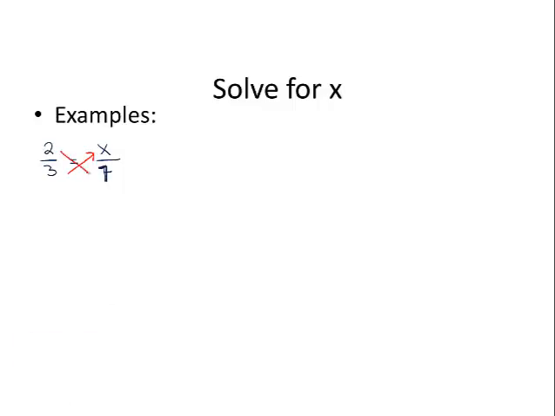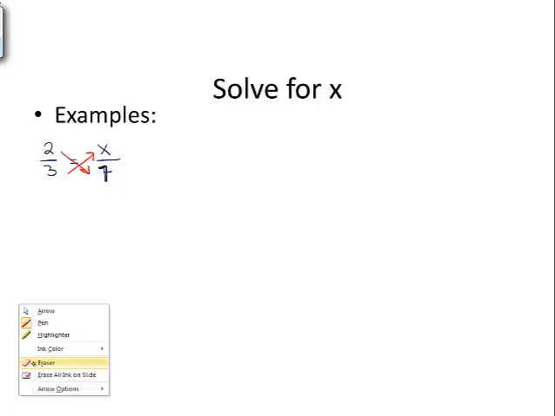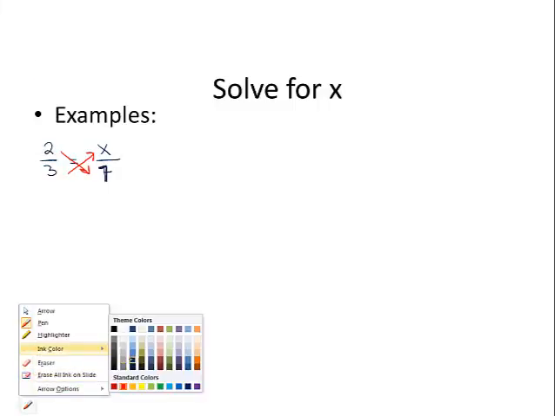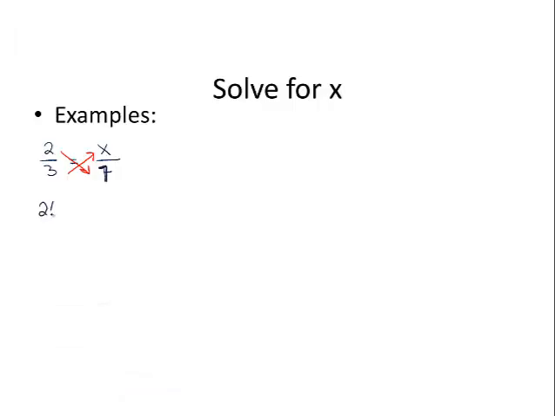I'm going to do 3 times x and 2 times 7. Oops, that's not what I wanted. So 2 times 7 is equal to 3 times x. I'm just going to rewrite that. 3x equals 14. Divide both sides by 3, and x is 14/3.